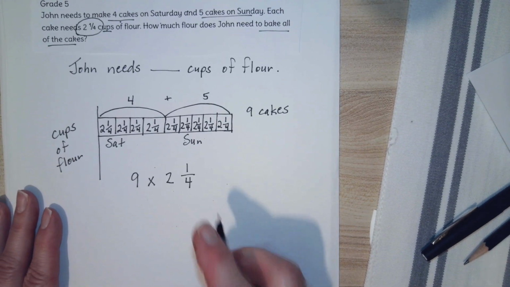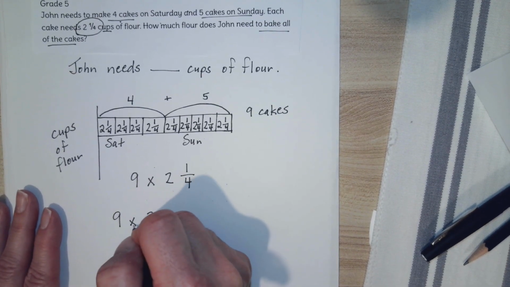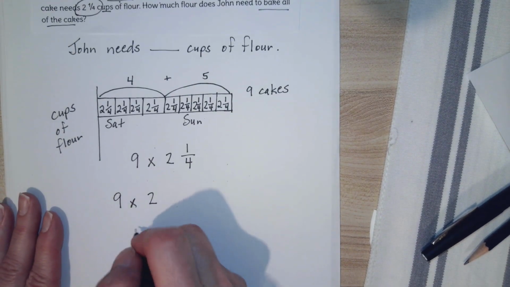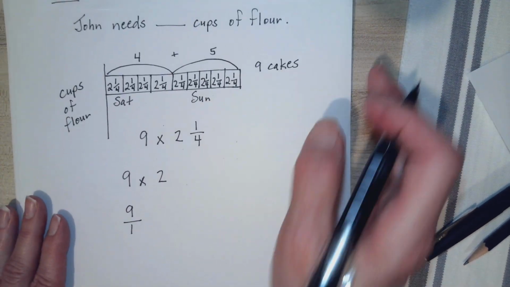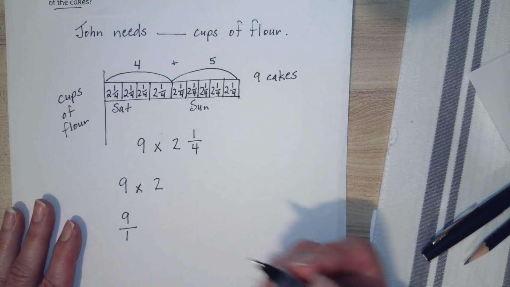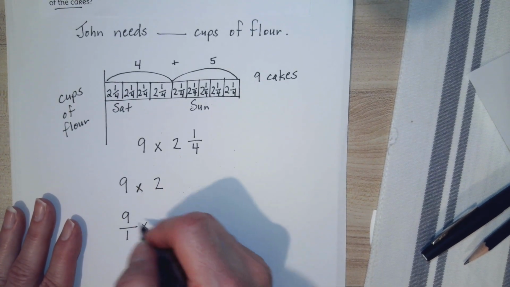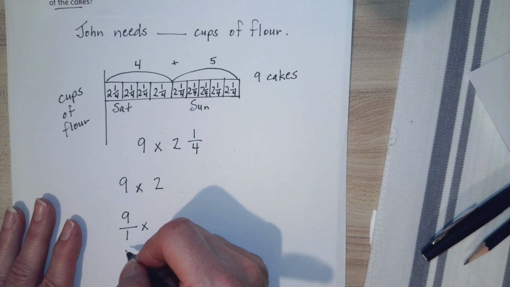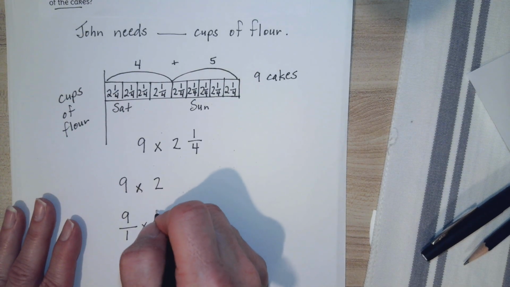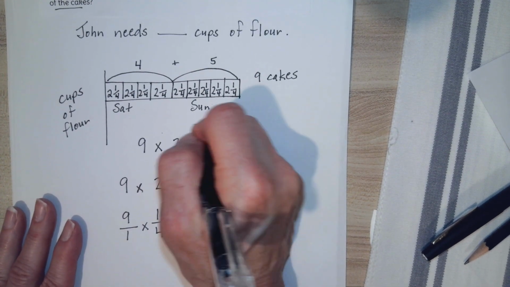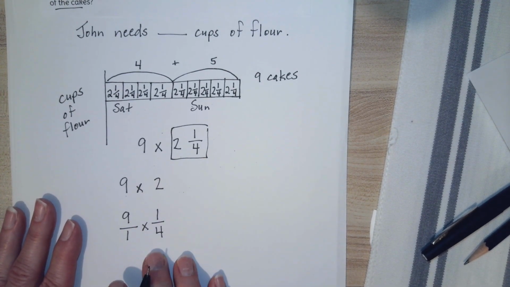Well, here's what we could do. We could break this apart, and we could do the 9 times 2, right? And we could do the 9. Remember how we have to put the 1 on the bottom so that we can multiply, because 9 over 1 means 9 ones, okay? So 9 times 2 and 9 times 1/4. I broke apart this 2 1/4. 9 times 2, 9 times 1/4.